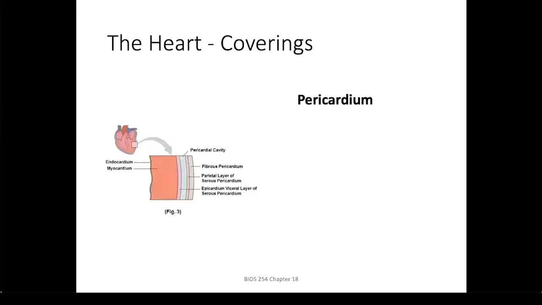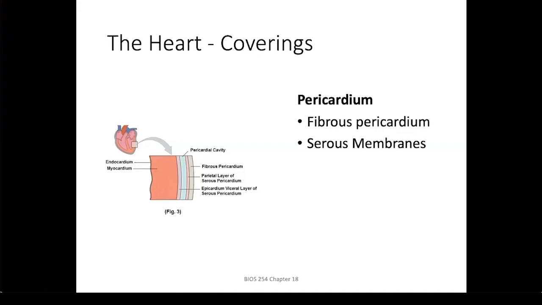The coverings of the heart are called the pericardium. It is a double-layered sac. The superficial or outer layer is called the fibrous pericardium. It consists of connective tissue, fibrous connective tissue. It anchors the heart, protects it, and prevents it from overfilling.